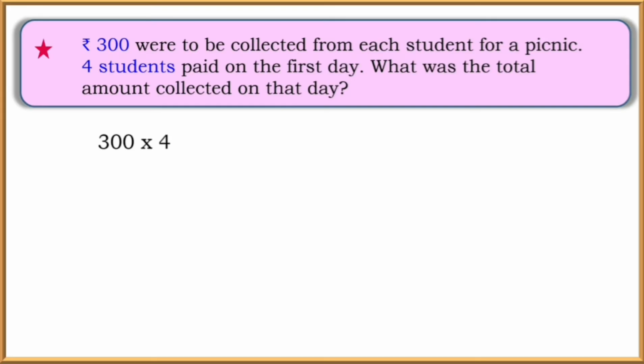So, 300 multiplied by 4. 300 means 3h multiplied by 4. So, 3 multiplied by 4. So 3 4s are 12. So 12h and 12h means 1200. That is 1200.